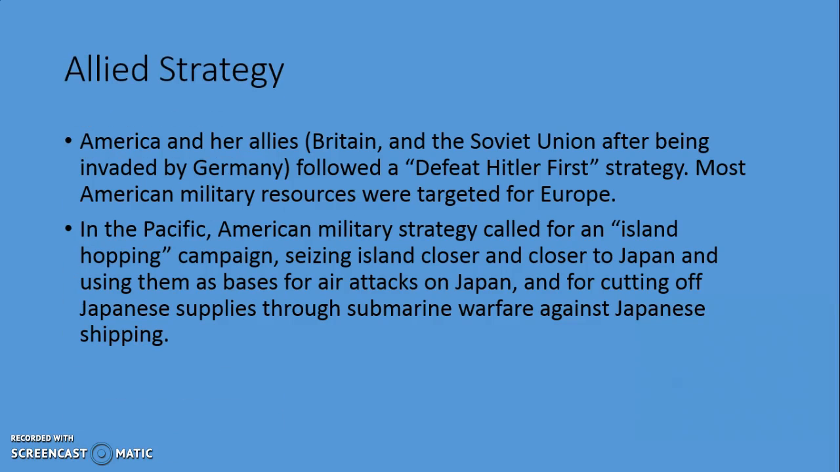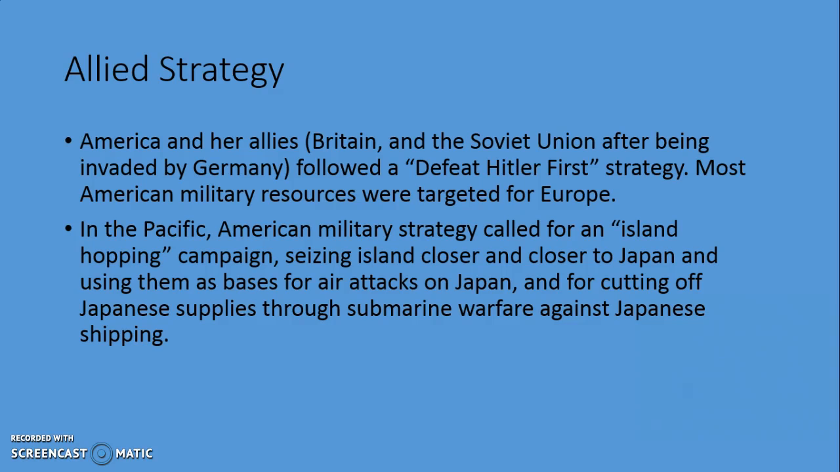Okay, let's talk about the Allied strategy a little bit. America and its allies, Britain and the Soviet Union, follow a defeat Hitler first strategy. This is get Hitler out of the way, and then we'll take care of the Pacific. So most of our efforts go towards Europe at first.